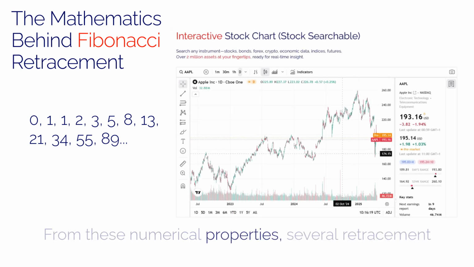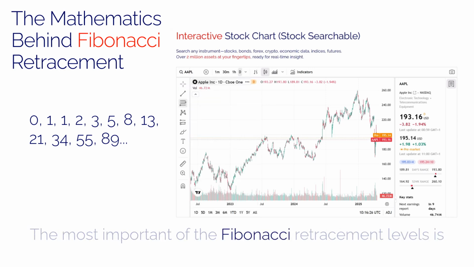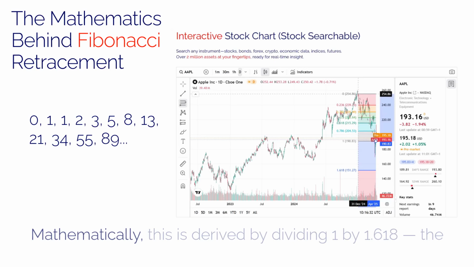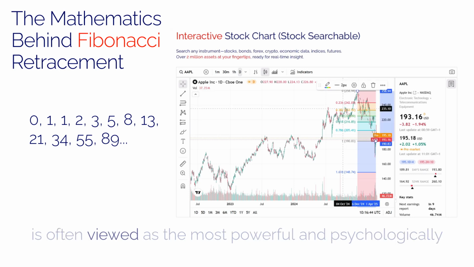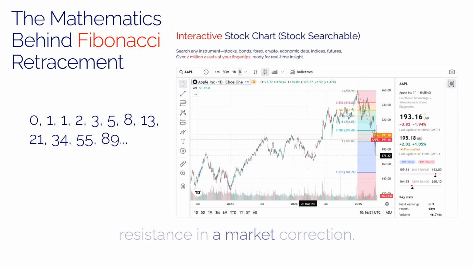From these numerical properties, several retracement levels commonly used in technical analysis are derived. The most important of the Fibonacci retracement levels is 61.8%, which is the inverse of the golden ratio. Mathematically, this is derived by dividing 1 by 1.618, the golden ratio itself, yielding approximately 0.618. This level is often viewed as the most powerful and psychologically significant, commonly acting as a key point of support or resistance in a market correction.